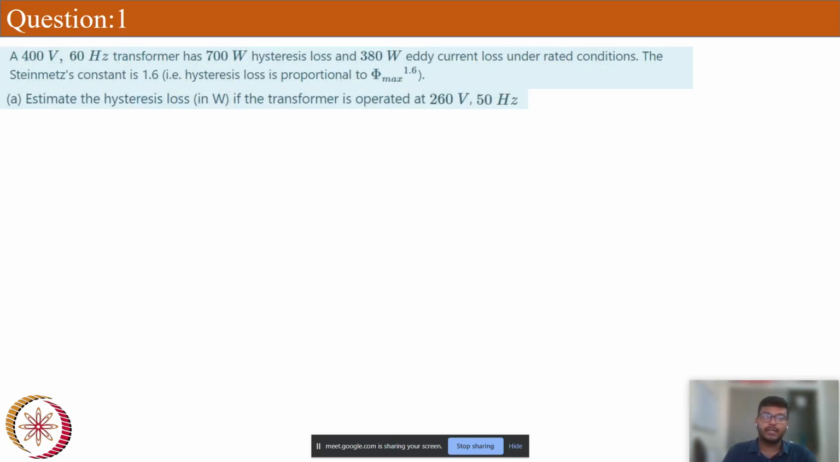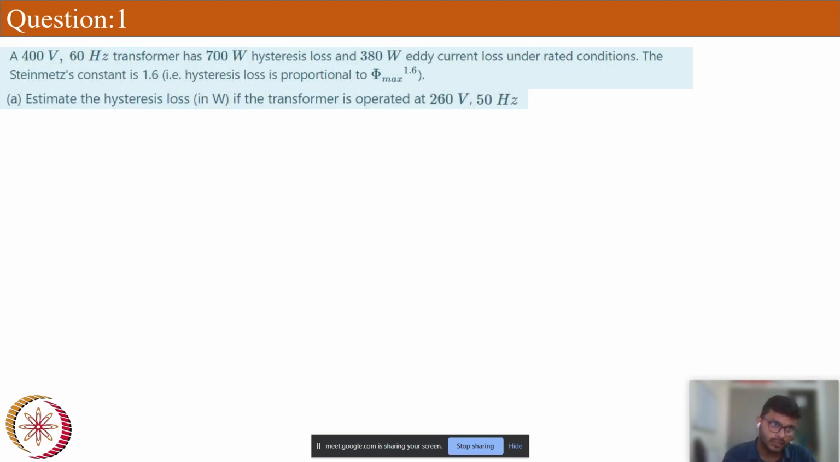We are given a Steinmetz constant of 1.6, and a hint that our hysteresis loss is proportional to phi max to the power of 1.6. Here phi max is the maximum flux produced inside the transformer core. What we are asked is to estimate the hysteresis loss in watts if the transformer is operated at 260 volts and 50 Hz.